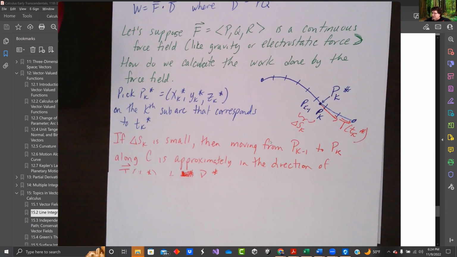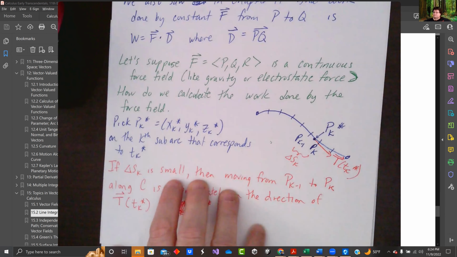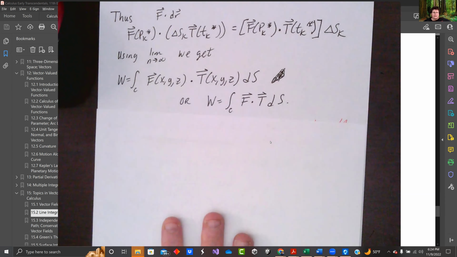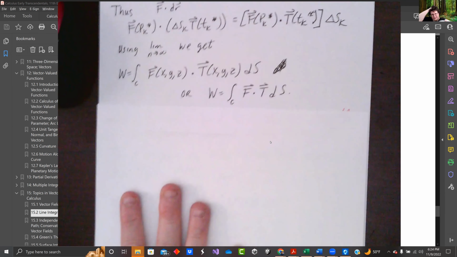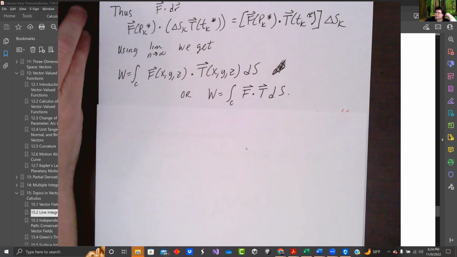So we're going to do F dotted with T, as you'll see on the next page. F dot dr is going to turn into F dotted with T: the force in the tangential direction along that arc length. The reason we can use that is that the force along the curve is approximately in the direction of the tangent, especially as ds goes to 0, as the length goes to 0. So that's what we're doing.